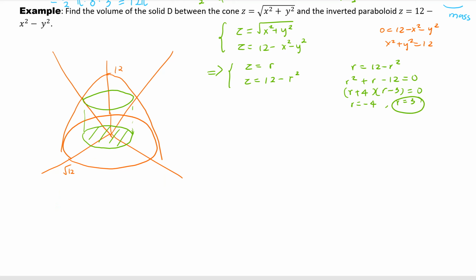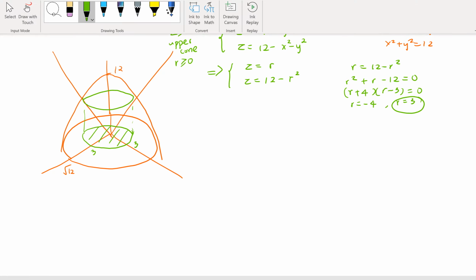So far, so good, everybody? Yeah, because our cone is the square root. The square root means it is the upper cone. Okay, so z is greater or equal to 0. So that is the upper cone. And you can see now r is positive, so we only pick the 3, we don't pick the minus 4. Now you know this is a circle with radius 3. Alright, now we're ready to set up our integral.